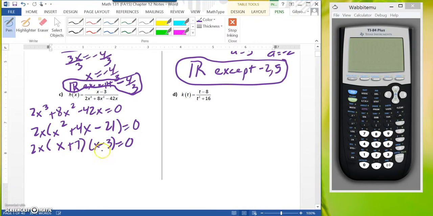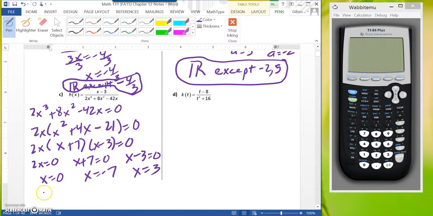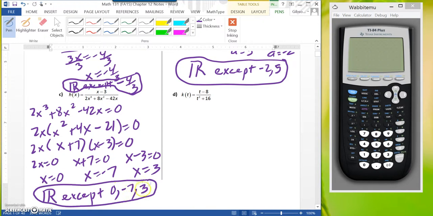So we have set all three of these values equal to 0. We have 2x equals 0, x plus 7 equals 0, and x minus 3 equals 0. So x would be 0, x would be negative 7, and x would be 3. So it would be all real numbers except 0, negative 7, and 3. And this is the answer for this problem.